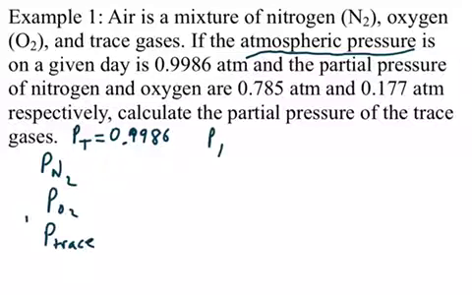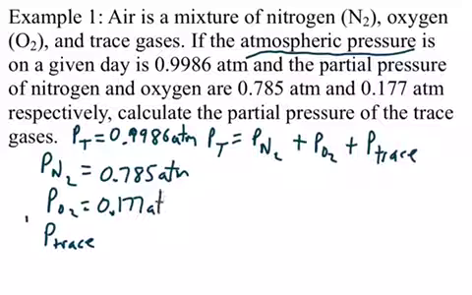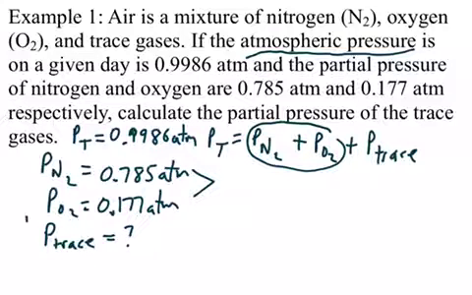If you recall, the total is going to be equal to the sum of these other 3 partial pressures. Well, as we continue to read, they do give us that nitrogen is 0.785. Everything here looks like it's in atm, so let me write atms here. Oxygen is 0.177. What we're missing is the trace. So here's what we've got to do. We need to add these 2 and subtract from the total. So if we add these 2, we get 0.962 atms. Let's subtract that from the total.